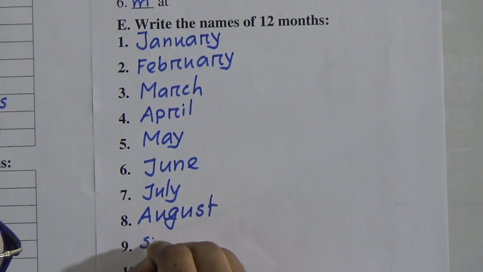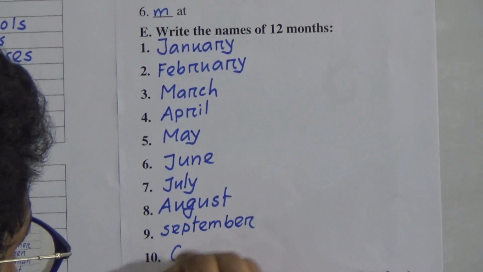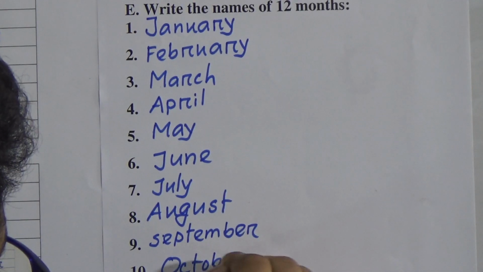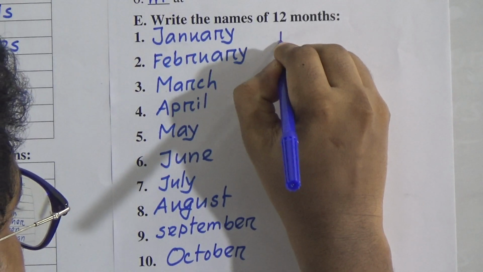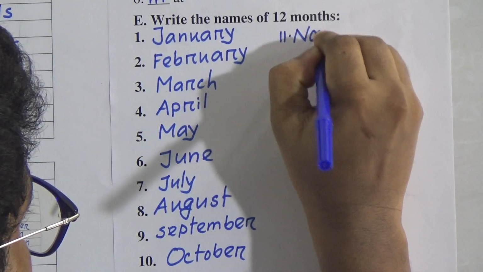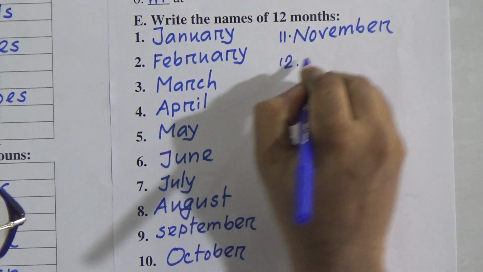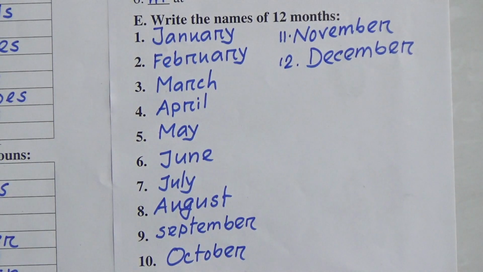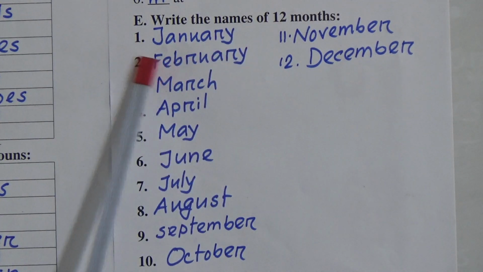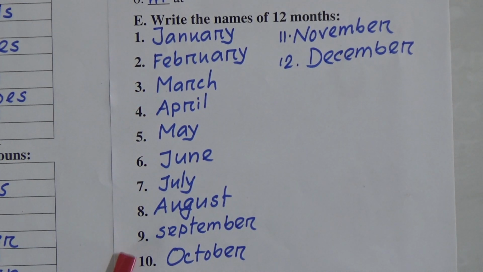September, October. There is no space there, so I will write here, number 11 month, November, N-O-V-E-M-B-E-R. Number 12, December. So write the names of 12 months: January, February, March, April, May, June, July, August, September, October, November, and December. I'm reading for the last time very quickly.